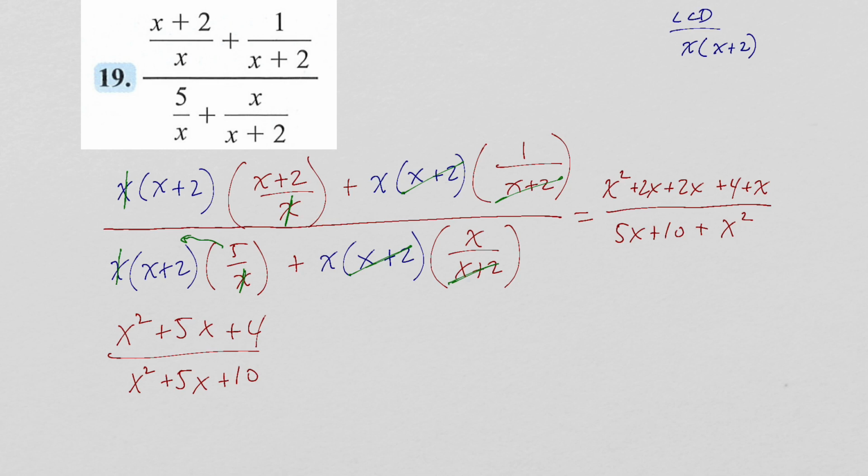Now you may notice that this numerator is factorable as x plus 4 times x plus 1. But I don't need to factor it because this denominator is prime. And because I can't cancel, there's no need to actually factor. If you did factor this because you weren't sure, that would have been fine. But this is the final answer.